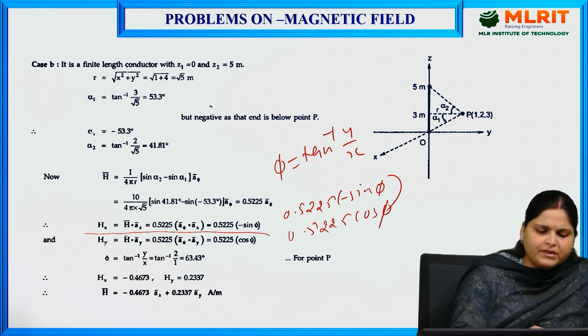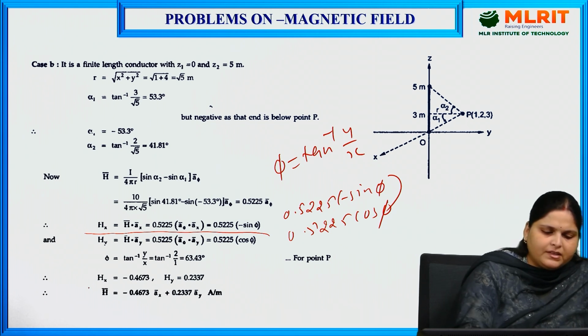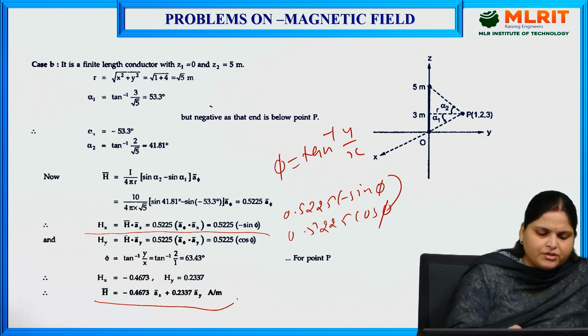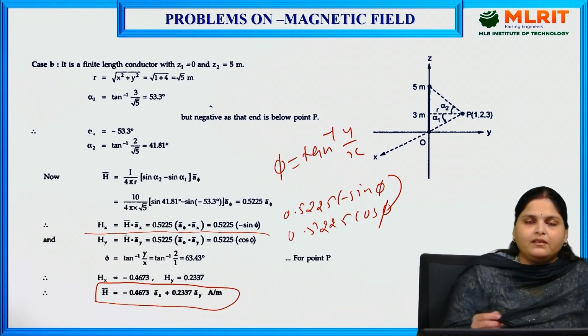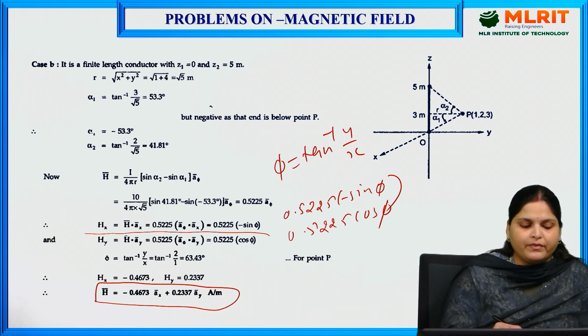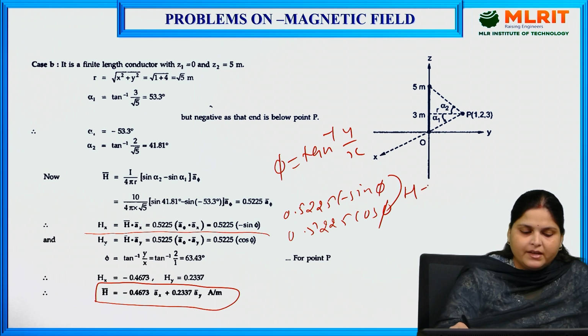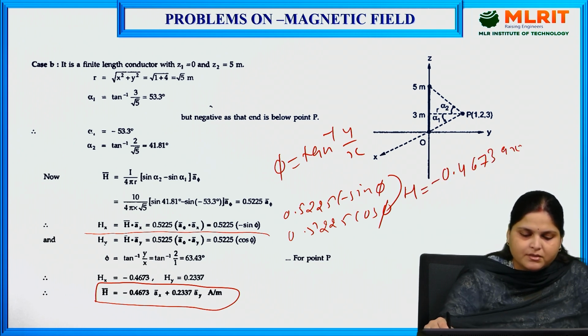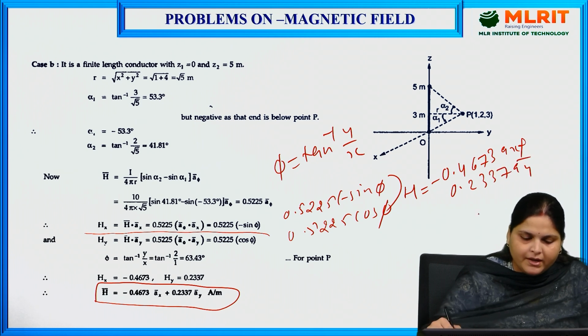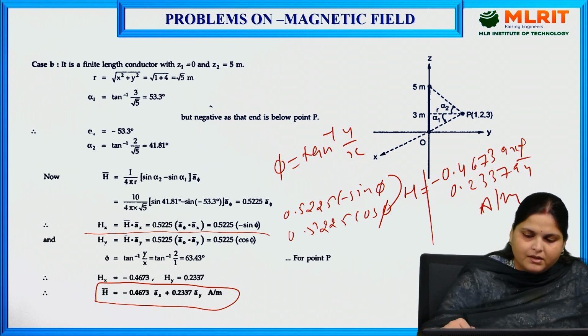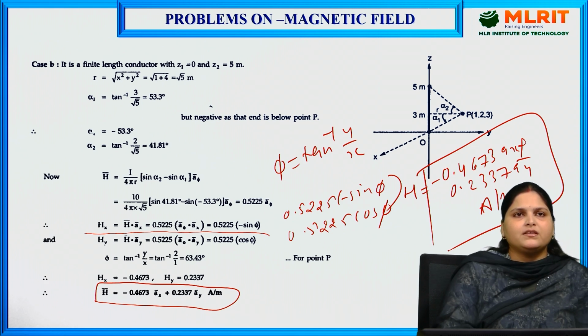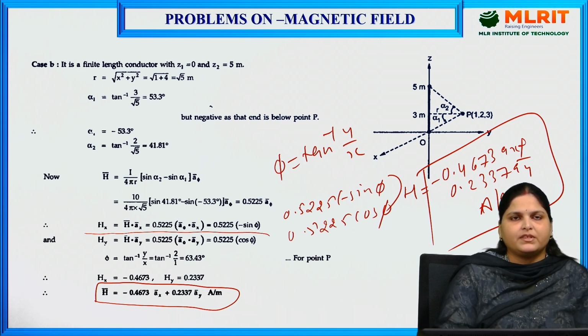So on further solving we can get the values of Hy and Hx, and then we put that into the equation of H and we get H equals minus 0.4673 ax plus 0.2337 ay. This is the answer of case B, right?